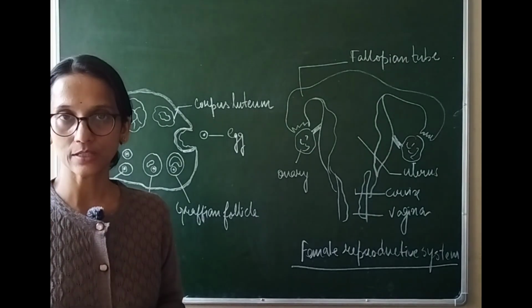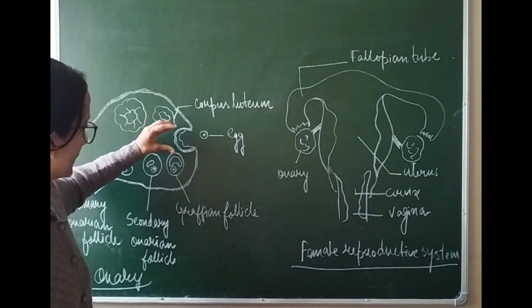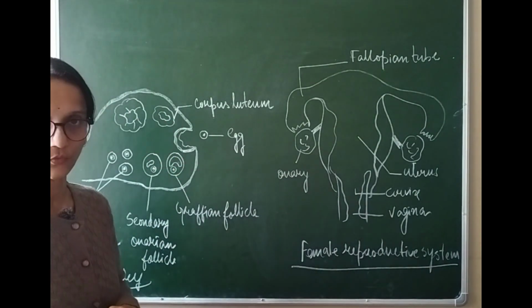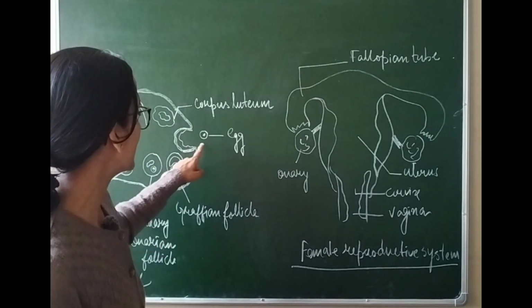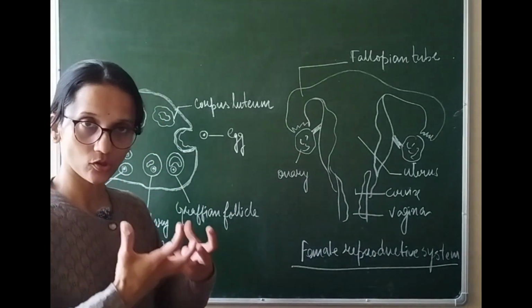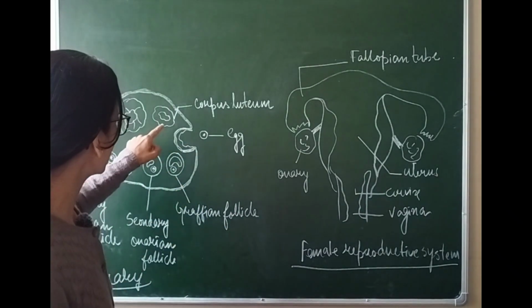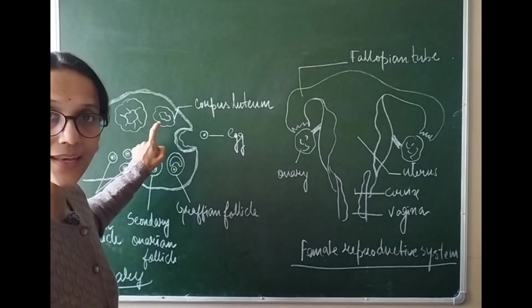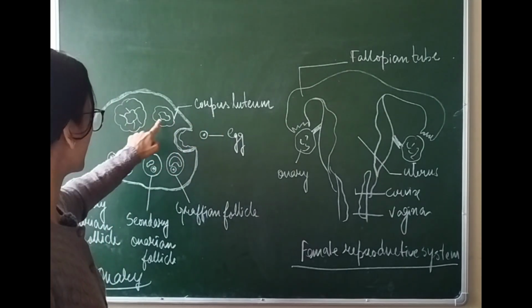What is the fate of this Graafian follicle? This Graafian follicle then goes and merges with the wall of the ovary and bursts to release the egg. And the dead body or the dead mass of the Graafian follicle is left behind in the ovary, and it is known as corpus luteum.